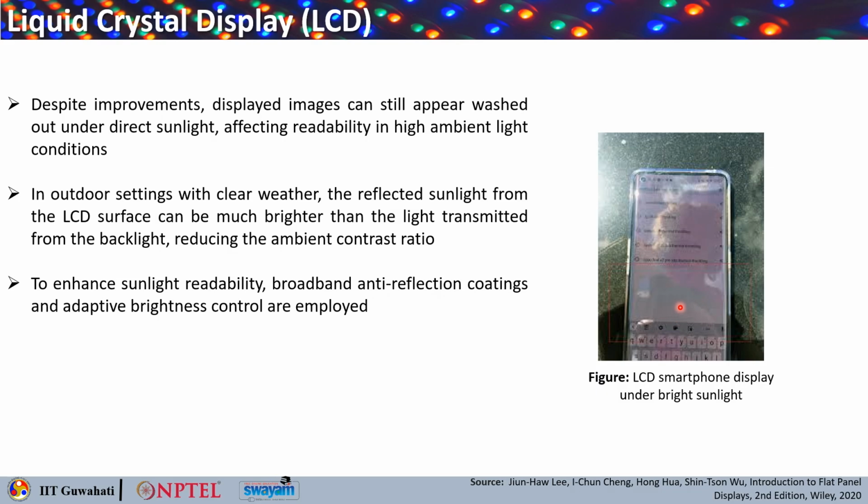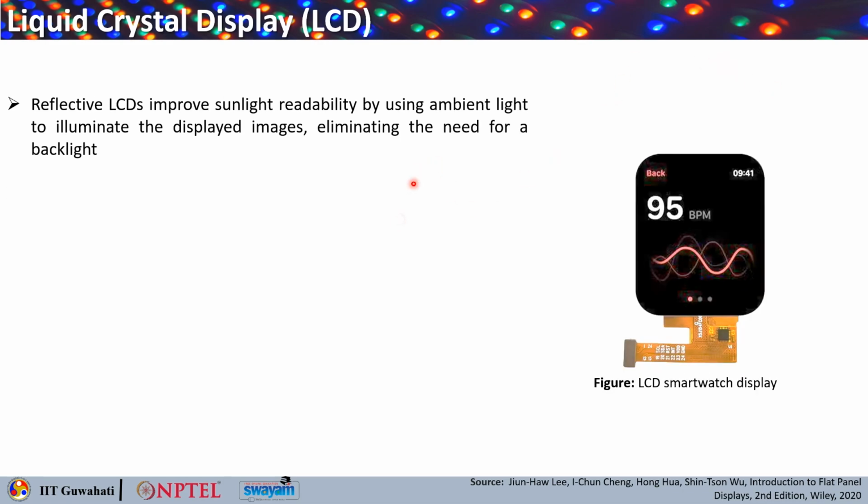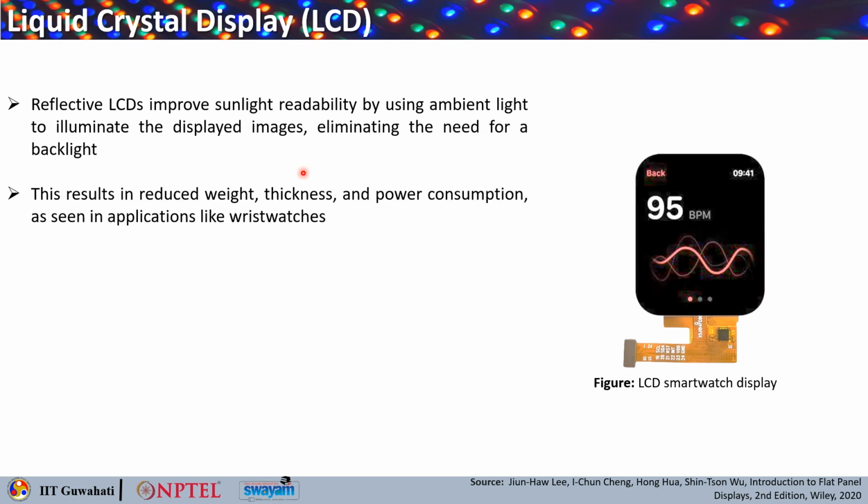Now, in order to increase sunlight readability, you can think of applying broadband anti-reflection coatings, or you can do some adaptive brightness control, meaning you have a camera that senses the ambient brightness, and accordingly when the ambience is bright, you draw more current and produce brighter light from your backlight source itself, so that the image itself is brighter. Now, reflective LCDs improve the sunlight readability by using ambient light to illuminate the displayed images. So, that eliminates the need for a backlight.